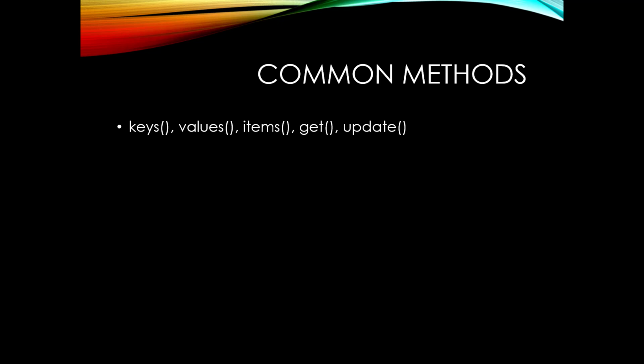Next, let's take a look at a few common methods of dictionaries. Dot keys to get all the keys. Dot values for all the values. Dot items for key value pairs. And there are more. Get, update.